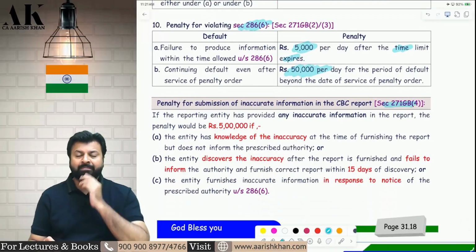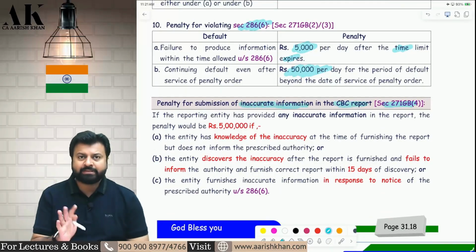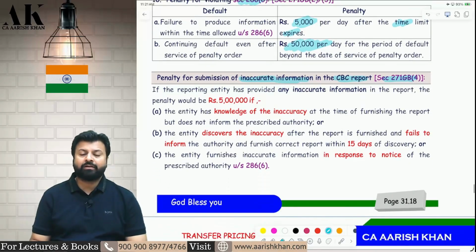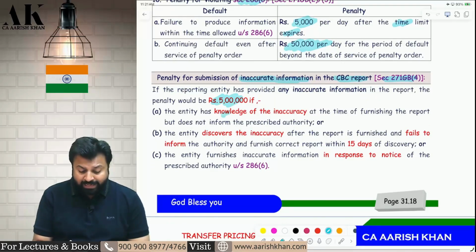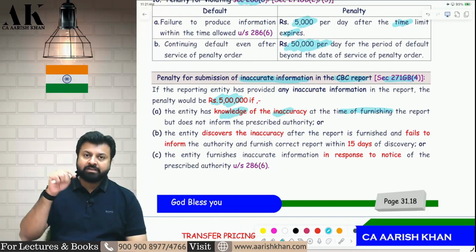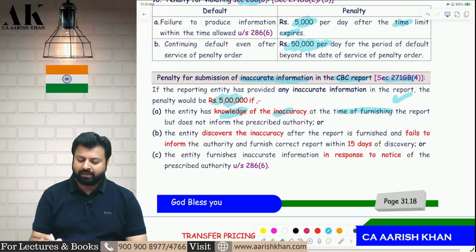Sir, what is this penalty? You have filed CBCR, but you have given inaccurate information in CBCR. The CBCR is not correct. It is inaccurate. Then 5 lakh rupees penalty will be imposed in 3 circumstances. First, you had the knowledge of inaccuracy at the time of furnishing the report. When you are furnishing the report on 31st March 2027, at that time you knew that the information is incorrect. Still you gave incorrect information, 5 lakh penalty.